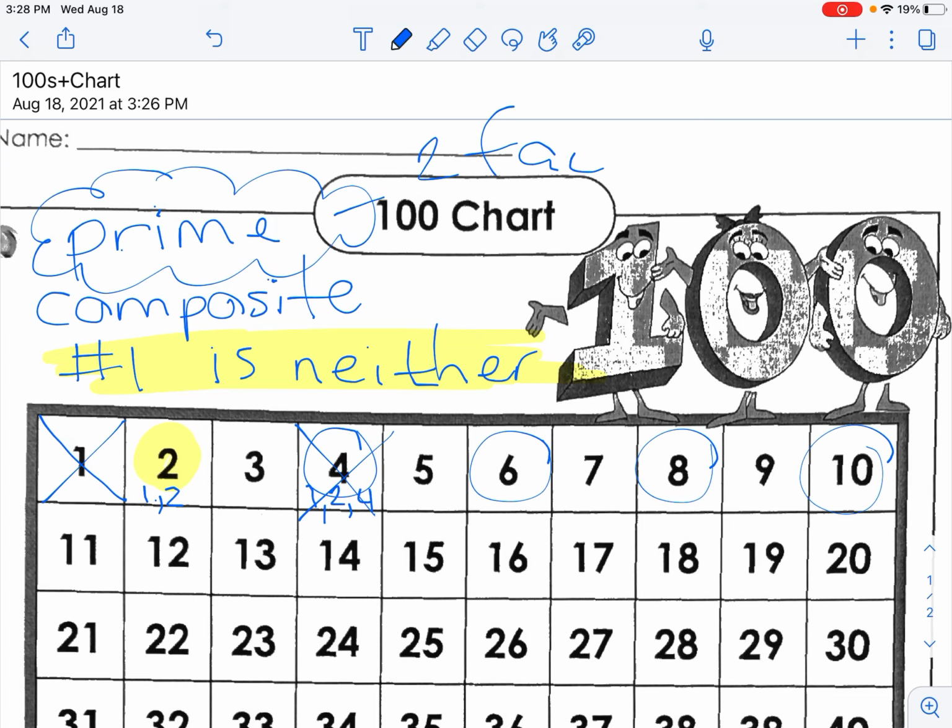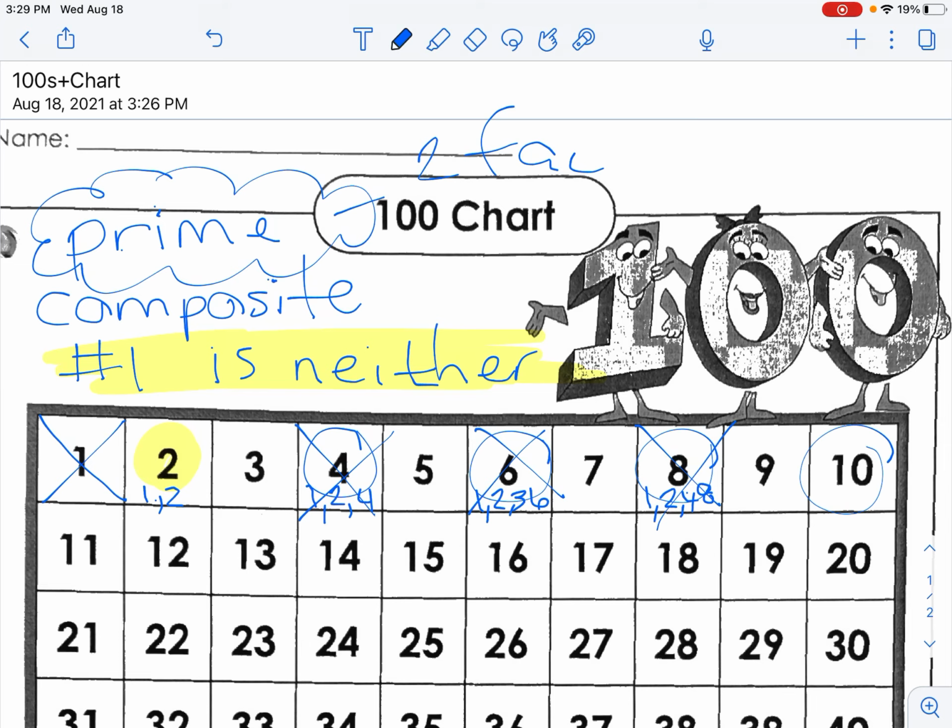Think about the number 6. 6 has factors of 1 and 6. 6 is also even. So it also has factors of 2 times 3. So 6 is composite. We're going to cross it out. 8. 8 has factors of 1 and 8. 8 is also even. It also has factors of 2 and 4. Because 8 has 4 factors, it's a composite number, so it cannot be prime.